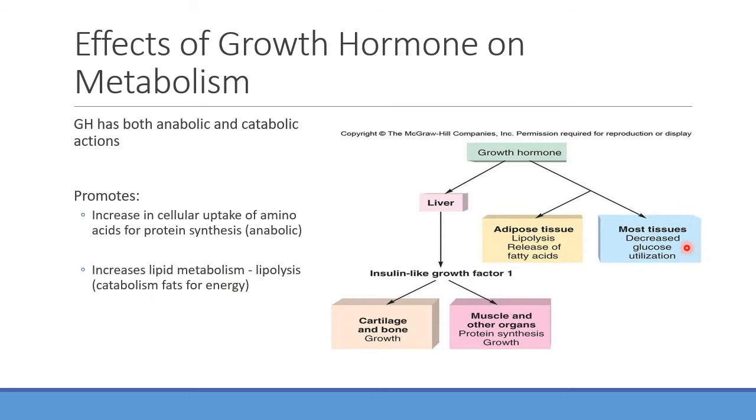So again, catabolic in the fat tissue, but more anabolic in say like the skeletal muscle. Also within the liver, it's going to stimulate things like bone growth and cartilage, and then also you can see some increased protein synthesis within the liver as well. So again, those will all be some of those stimulatory sort of effects there.